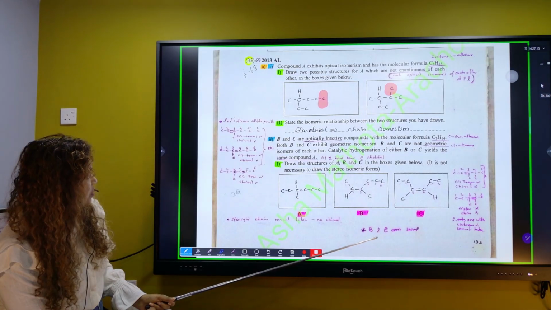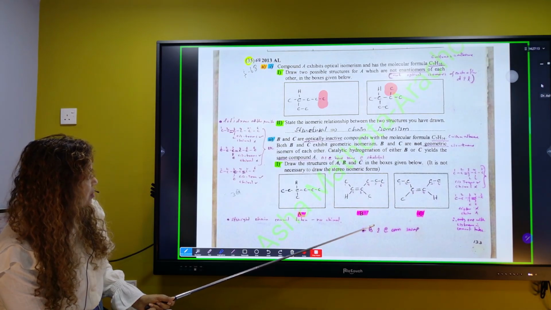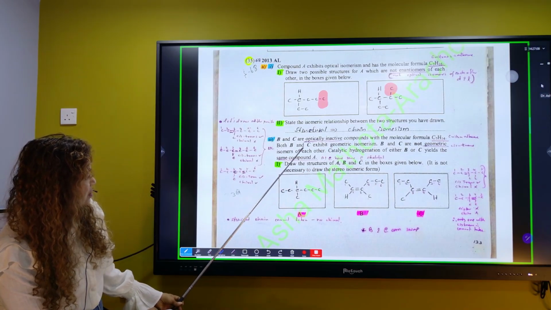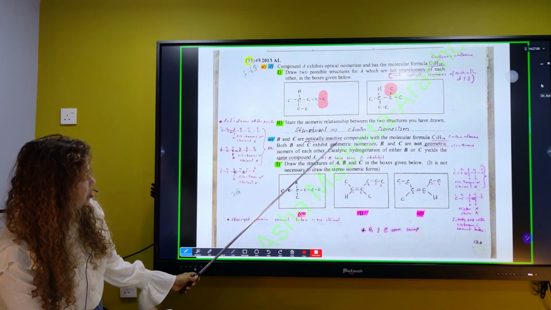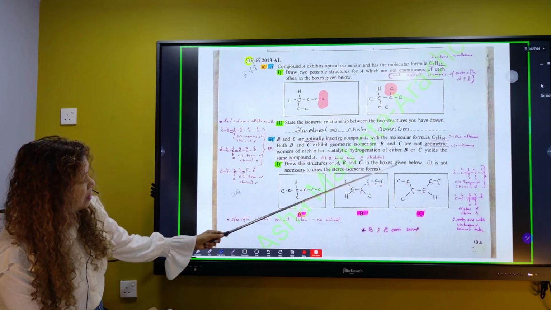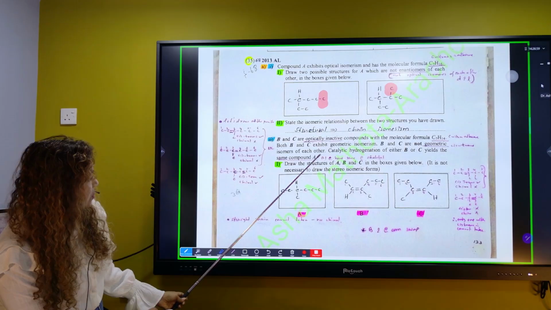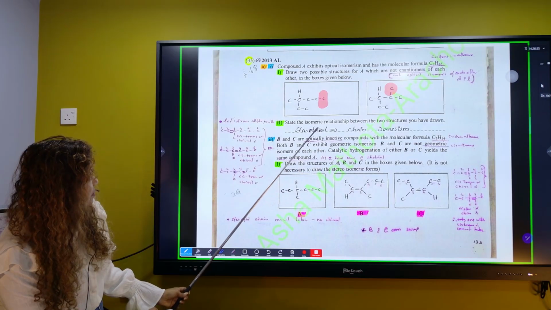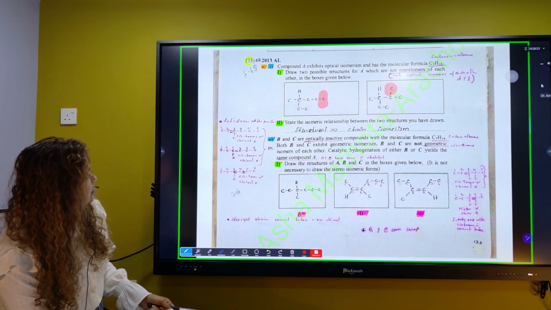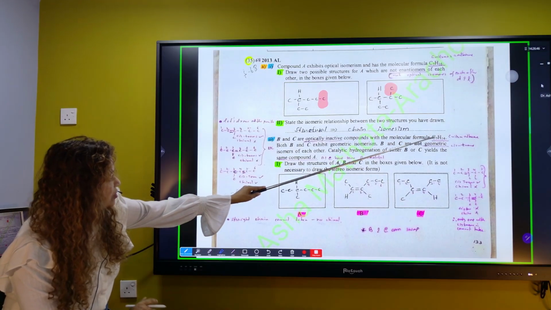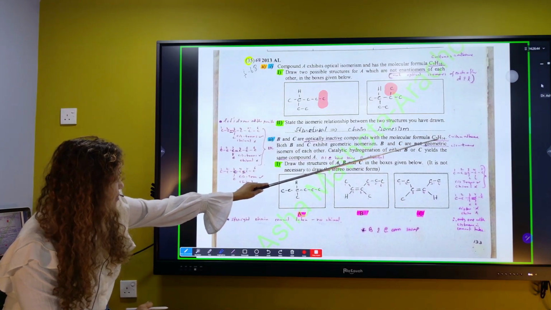B and C are optically inactive compounds with the molecular formula C7H14. Both B and C exhibit geometric isomerism. B and C are not geometric isomers of each other. Okay. C7H14, so that is alkene, CnH2n.